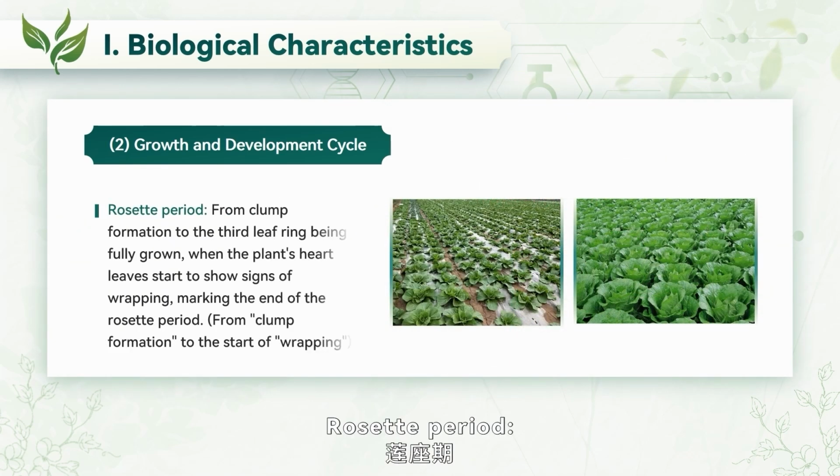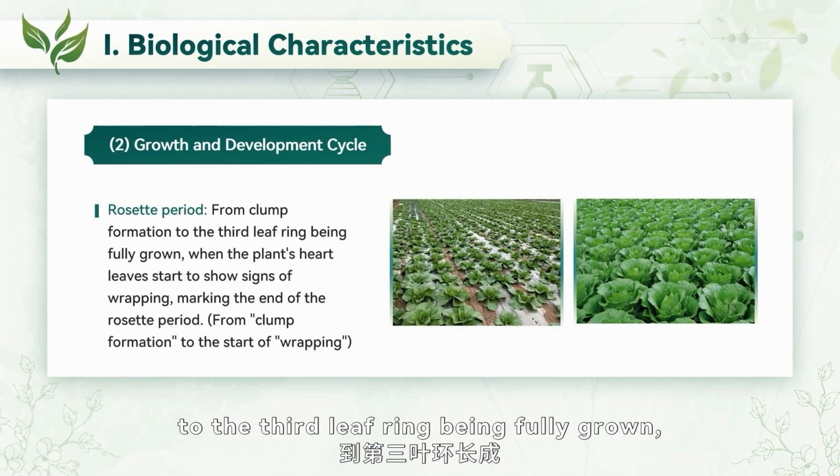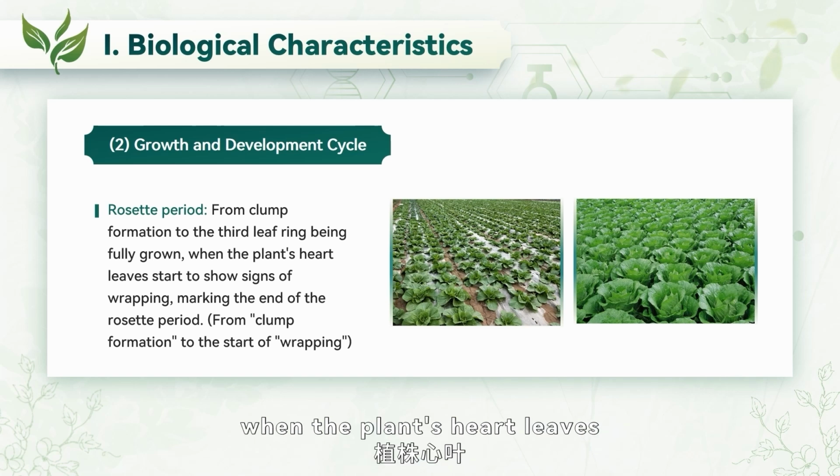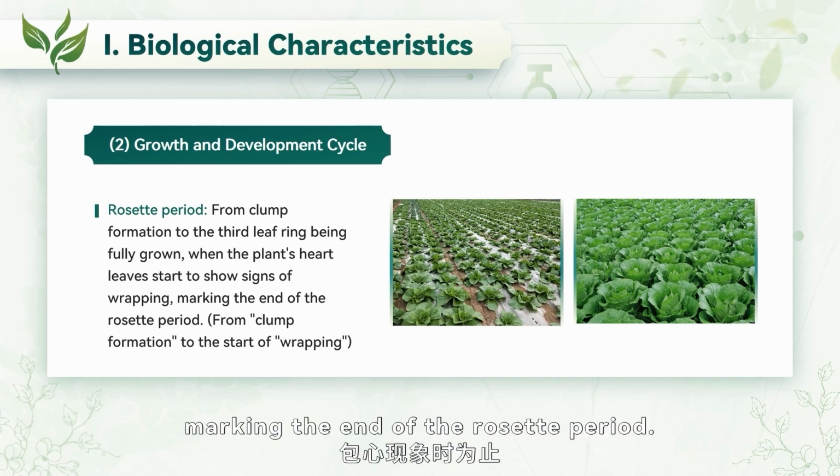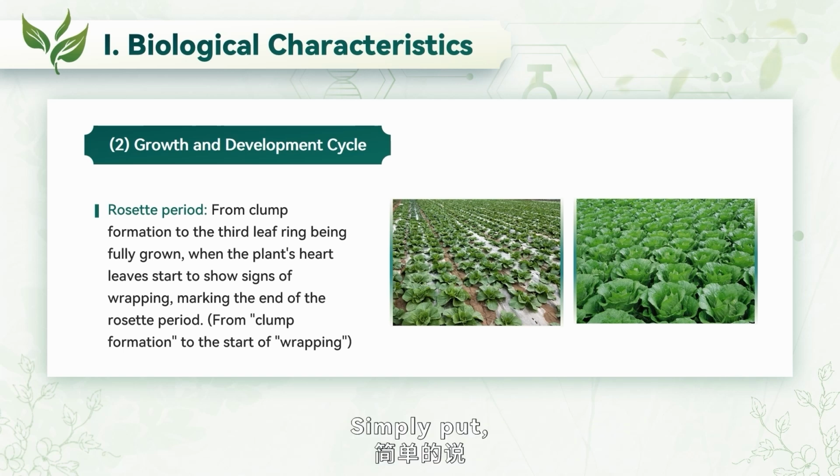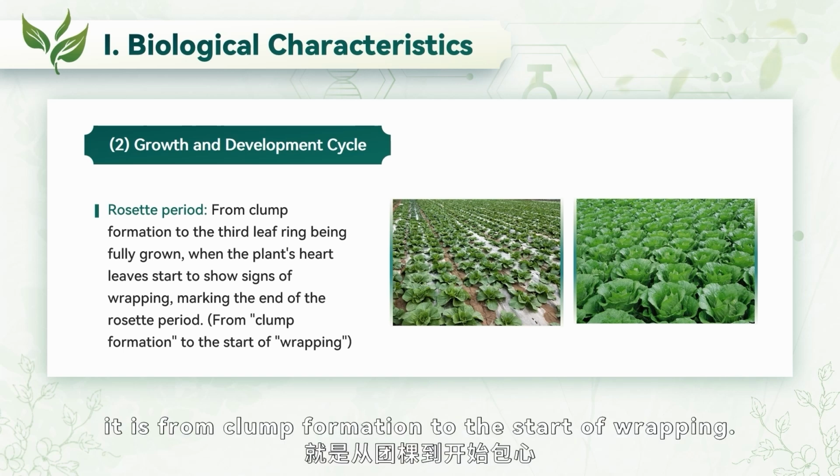Rosette period. From clump formation to the 3rd leaf ring being fully grown, when the plant's hard leaves start to show signs of wrapping, marking the end of the rosette period. Simply put, it is from clump formation to the start of wrapping.